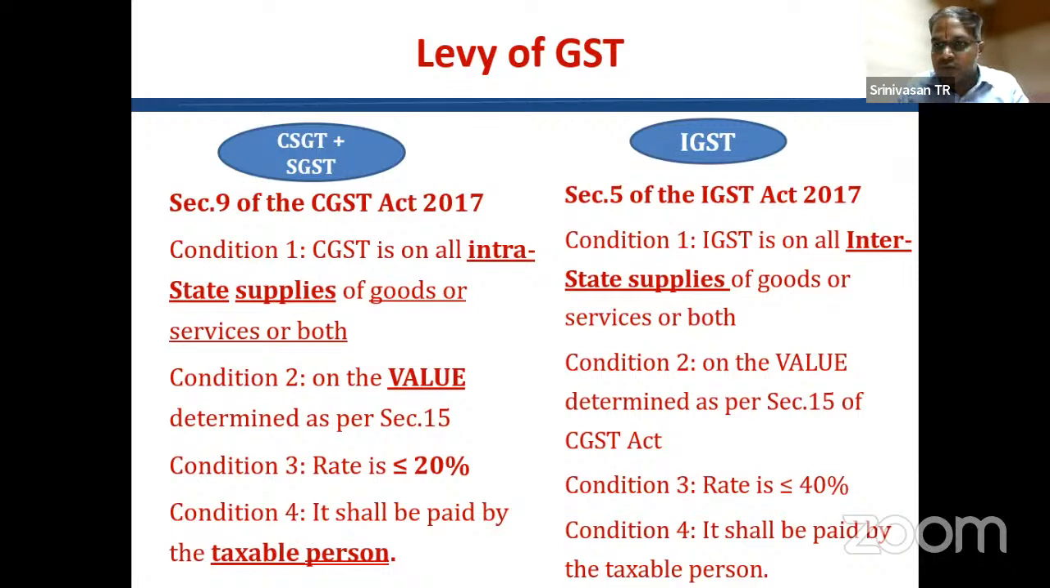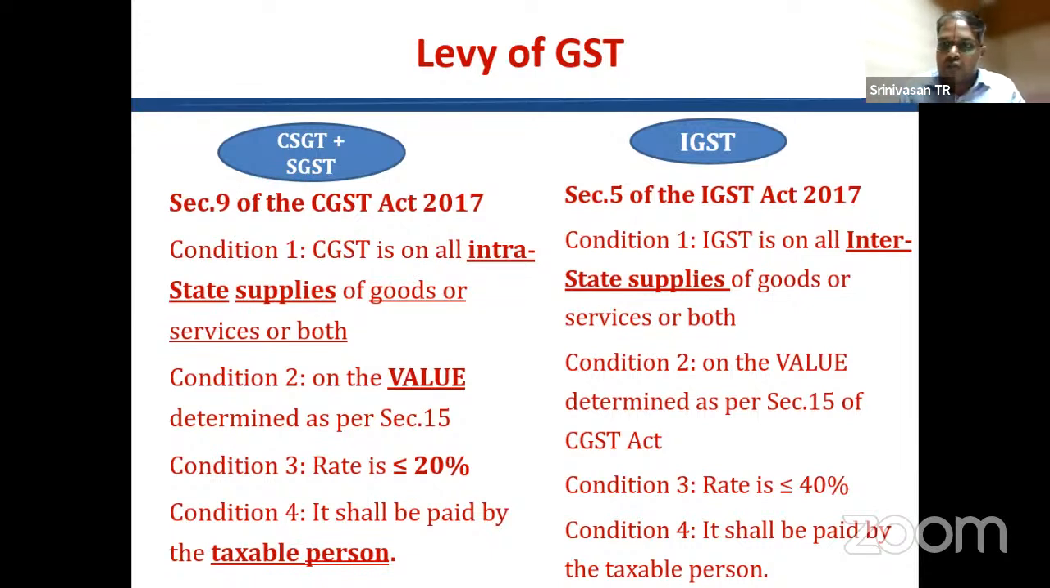But then, one is we should have the supply, and it says under the CGST Act, or SGST, it is intrastate supply. If it is IGST, we're looking at interstate supply, from one state to another state. It could be from one union territory to another union territory. It could be outside the state, outside the country also. All those will fall under IGST.